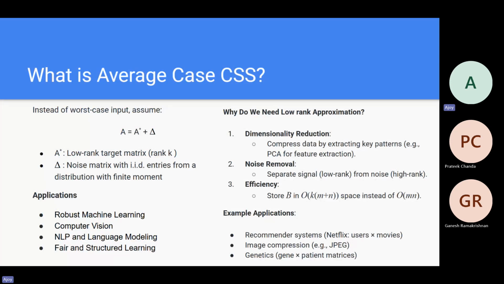So, what are the applications of it? It can be used in robust machine learning, computer vision, and fair and structured learning, etc. Talking about low rank approximation, it is needed for dimensionality reduction. What we are doing here is selecting some columns out of the A matrix and then using them for reconstructing another matrix B. So we are doing dimensionality reduction and reducing the noise depending on the columns' weightage, which improves efficiency while generating the B matrix.